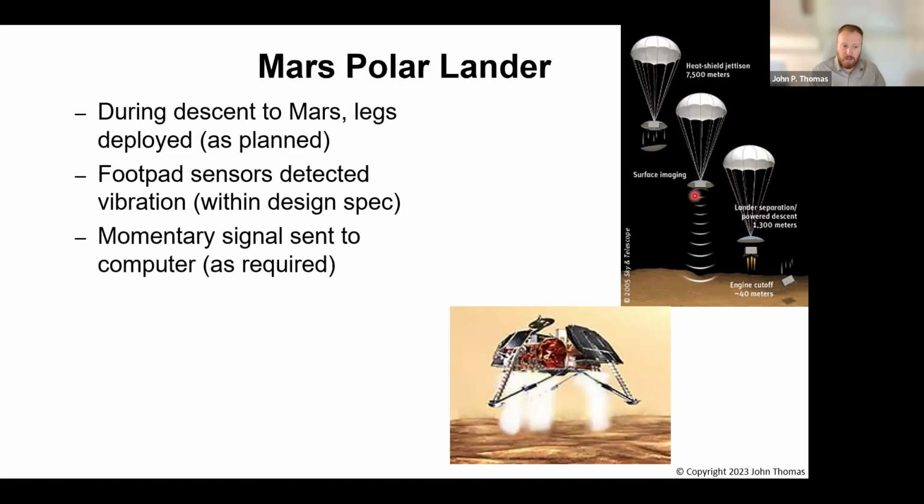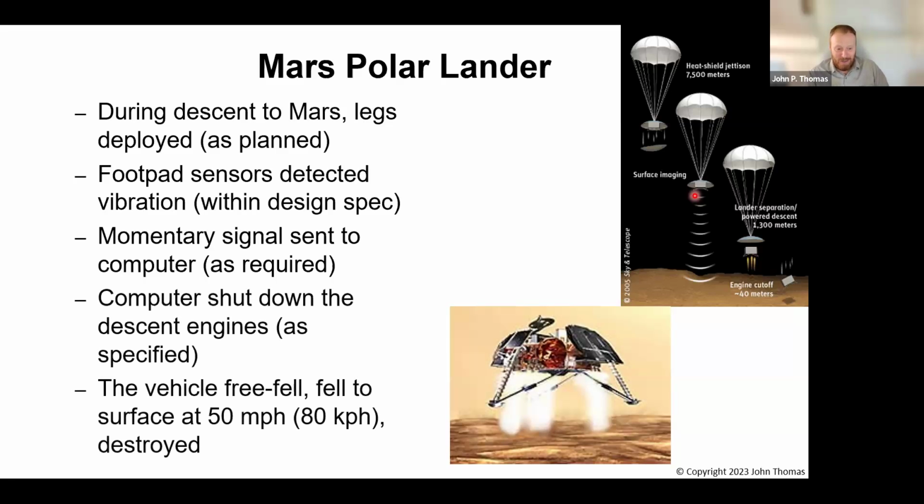And what did the computer do? Well, it also did what it was designed and intended to do. If all of the foot pad sensors agree, and it was called a touchdown signal in the design, if all three touchdown signals equal true, the software is designed and required in the requirements to issue the cutoff signal, the command to the descent engines to shut down. And the computer did exactly what it was designed to do.